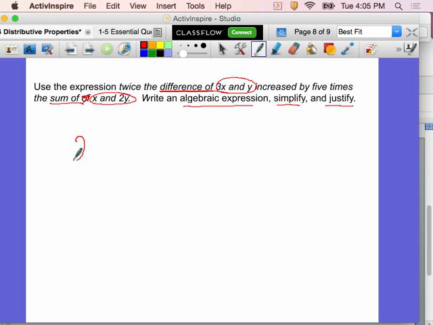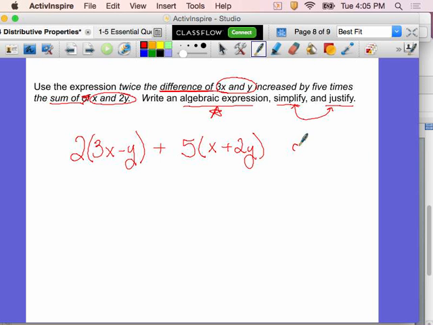So twice the difference, so 2 times the subtraction problem, which is 3x minus y, and that's increased by 5 times the sum of x and 2y. Alright, I've got my algebraic expression. I just need to simplify and justify. So I'm going to kind of, I like to do them at the same time, but you certainly can do them separate. The first thing here was given, kind of, from the words.